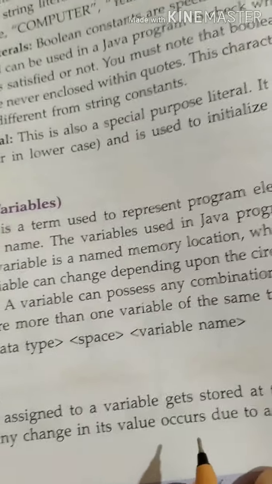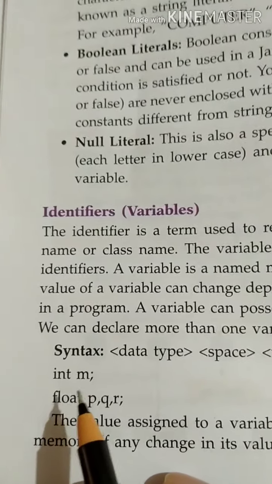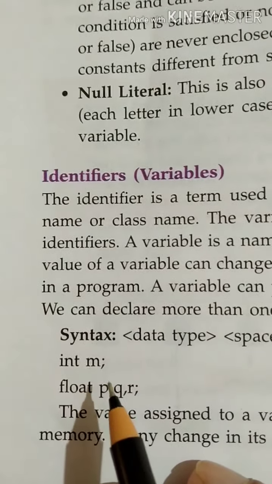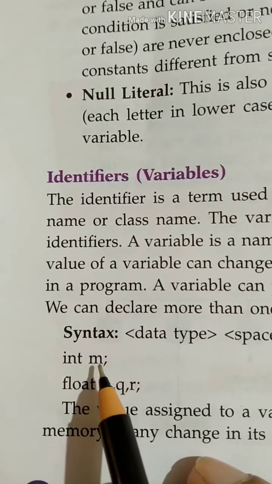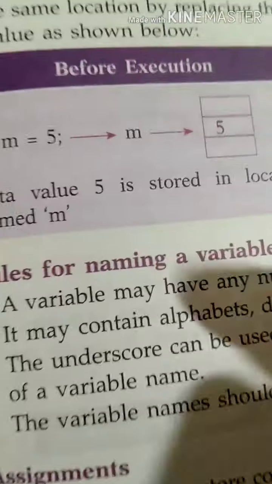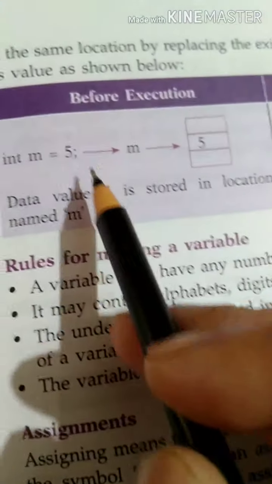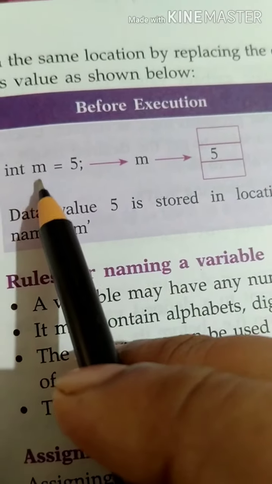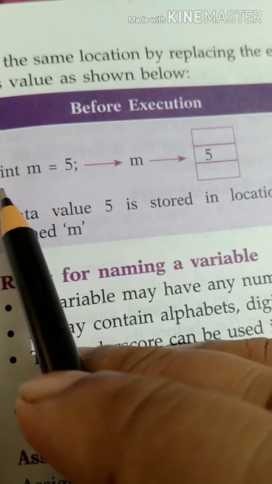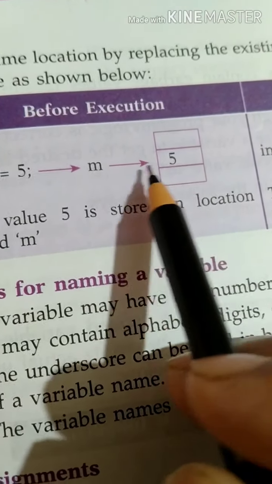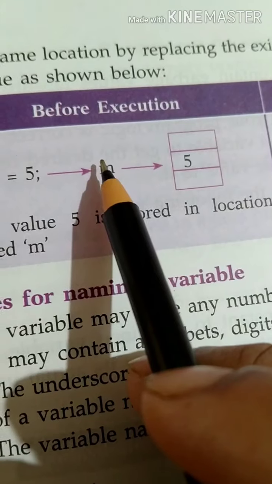The value assigned to a variable gets stored in a specific location in memory. Whatever variable we take, for example int m, m will be stored as an integer data type. The same location may replace an existing value. If we write m equal to 5, m is an integer variable and 5 is a constant, so 5 will be stored in the memory location of m, in integer data type.